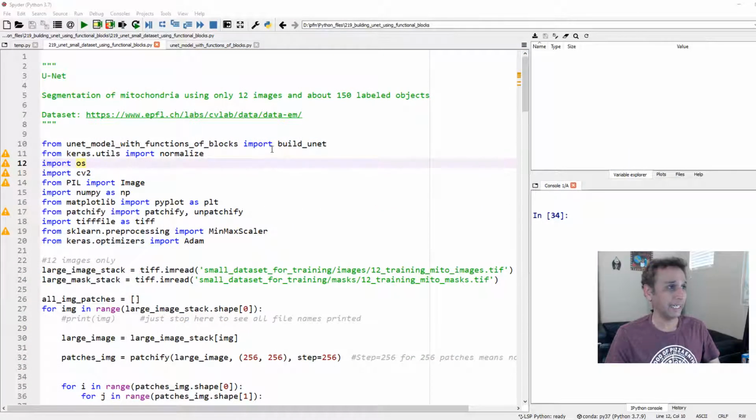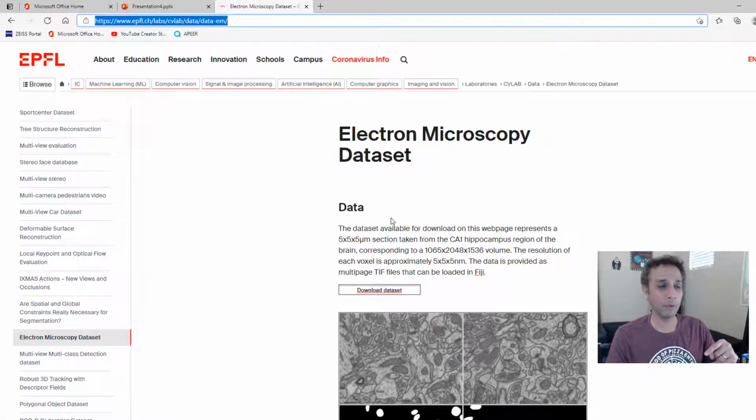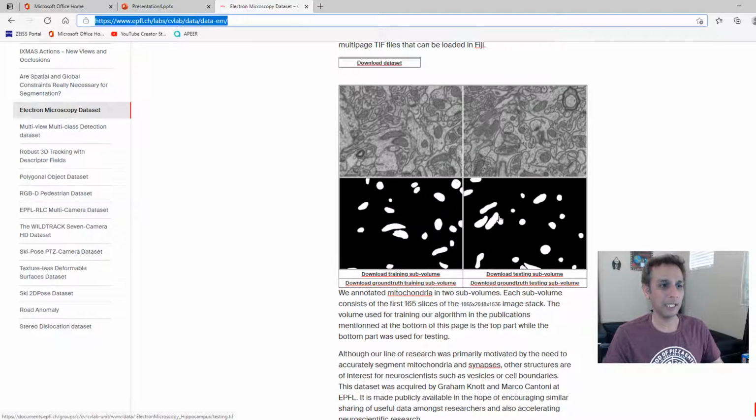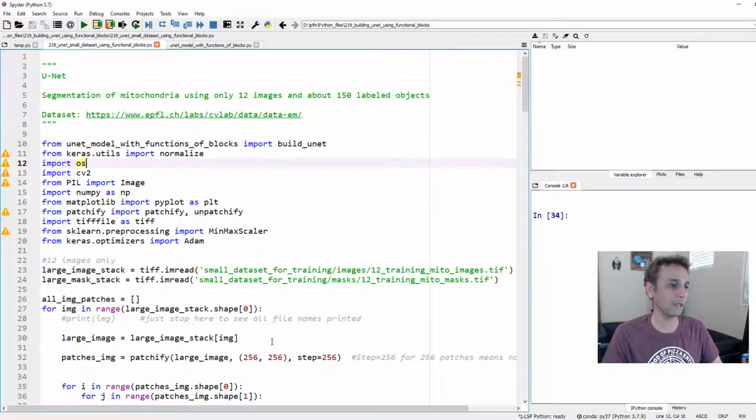Okay, so here's my IDE, and I'm going to work with the same data set that I have worked with a couple of tutorials ago, where we only have 12 images, about 150 labeled objects, in this case mitochondria. And where can you get this data? Well, I'll provide the link down below, but you can just search for mitochondria data set EPFL, or just look at the link down in the description. Okay, and this is a full data set that contains 165 plus 165 images, so you have enough data for good training. But I only took 12 images out of that.